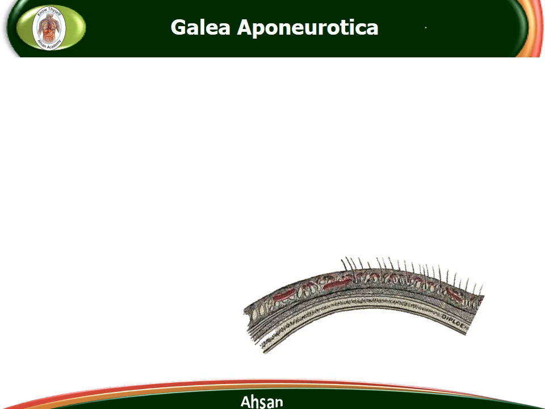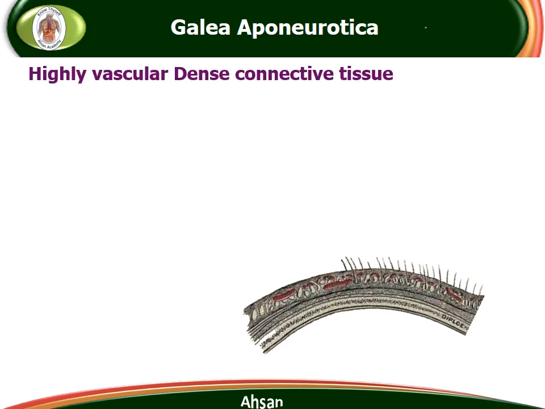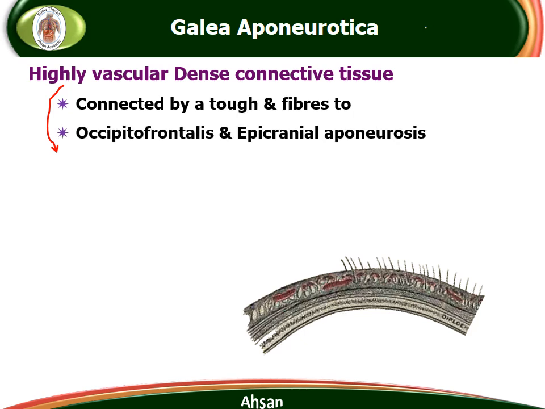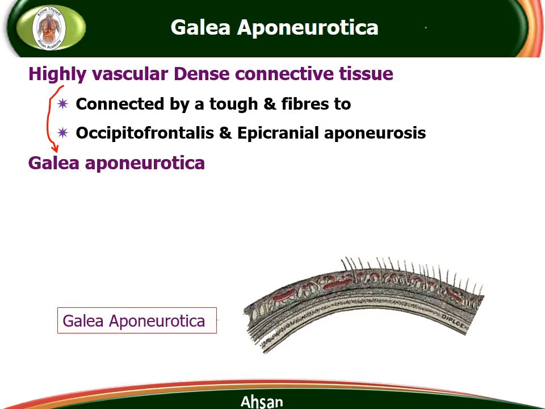Galea aponeurotica is a terminology used to indicate these three layers. You see the superficial three layers of this. The aponeurosis is tightly adherent to the connective tissue by some tough fibers, and these fibers are continuous with the aponeurosis and muscles of the occipitofrontalis muscle, and these together are known as galea aponeurotica because this moves together.